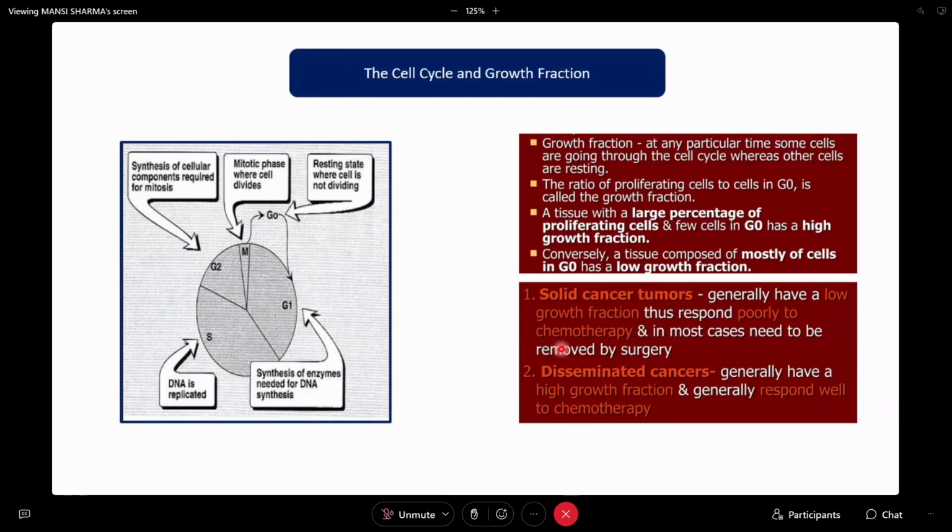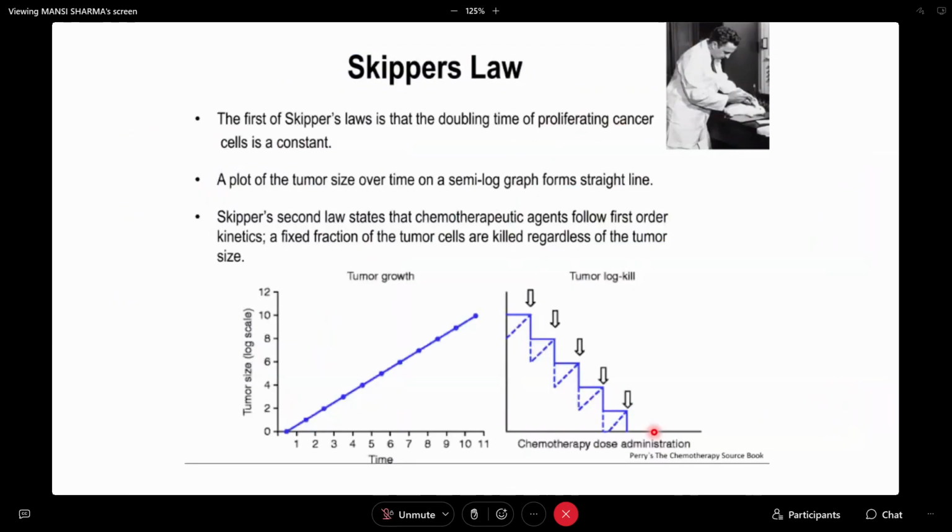A lot of cells are not dividing at one particular point of time, like in head and neck cancers. And they thus respond poorly to chemotherapy, and in most cases need to be removed by surgery. So, a very important aspect of treatment in these tumors is surgical. Coming to disseminated cancers as well as hematolymphoid malignancies, usually these tumors have a high growth fraction and generally respond well to chemotherapy, and may not require surgery.